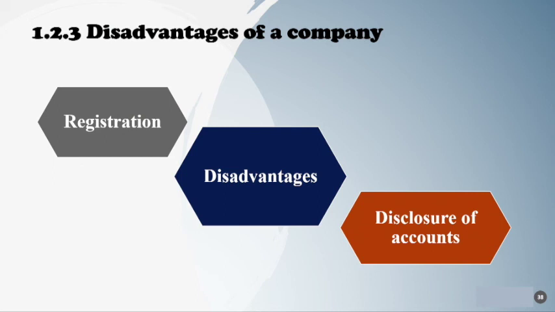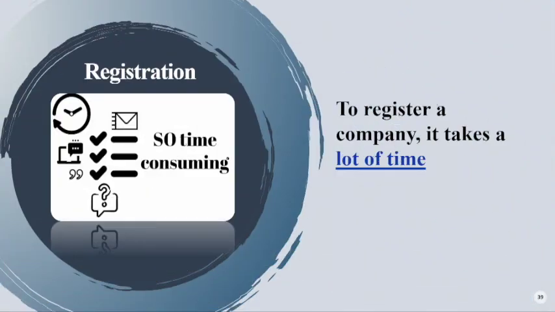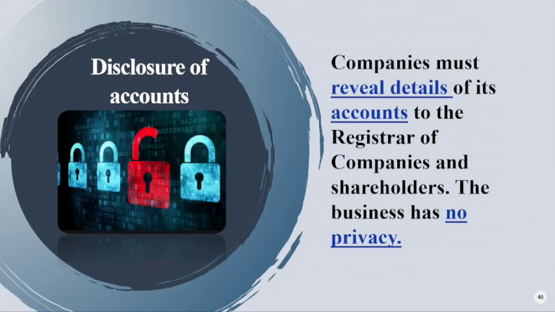There are two main disadvantages of a company. The first one is registration, and the second one is disclosure of accounts. Registration. To register a company, it takes a lot of time. Disclosure of accounts. Companies must reveal details of its accounts to the registrar of companies and shareholders. The business has no privacy.